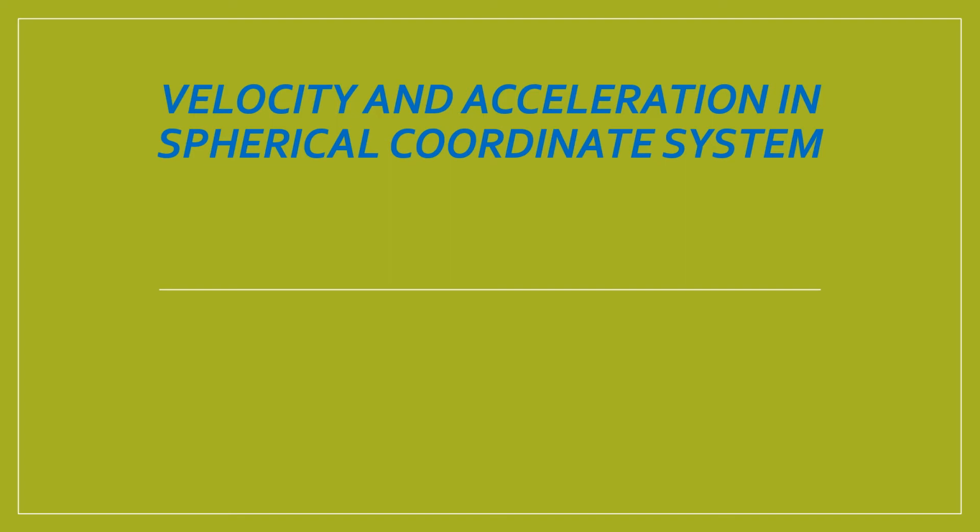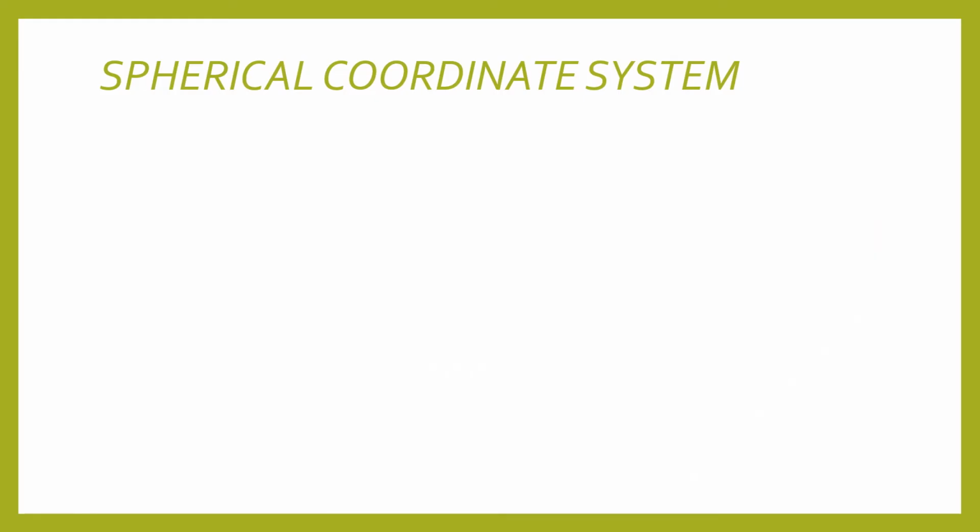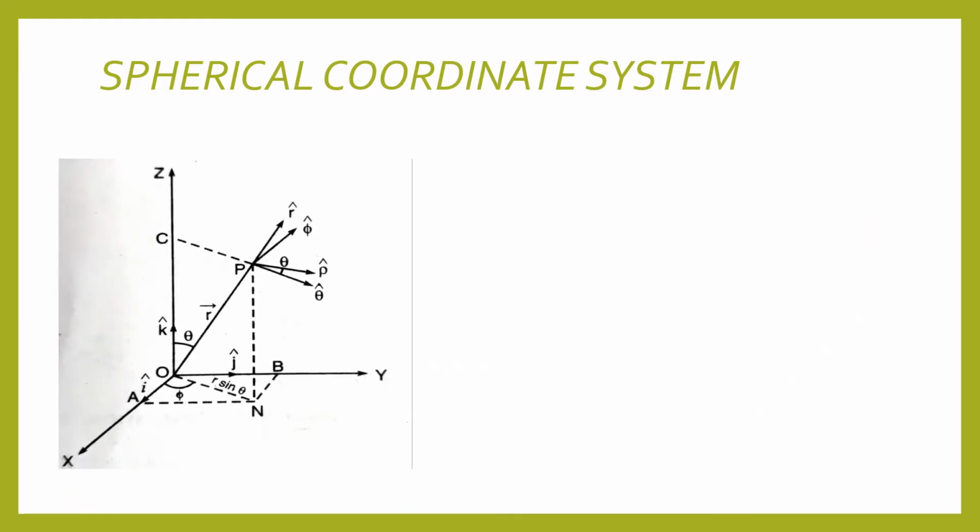Today we are going to discuss a topic of BSc Part 1, velocity and acceleration in spherical coordinate system. In the last class, we already studied the plane polar coordinate system and Cartesian coordinate system. Now, here we will see the spherical coordinate system. So, in spherical coordinate system, first of all, see this figure.